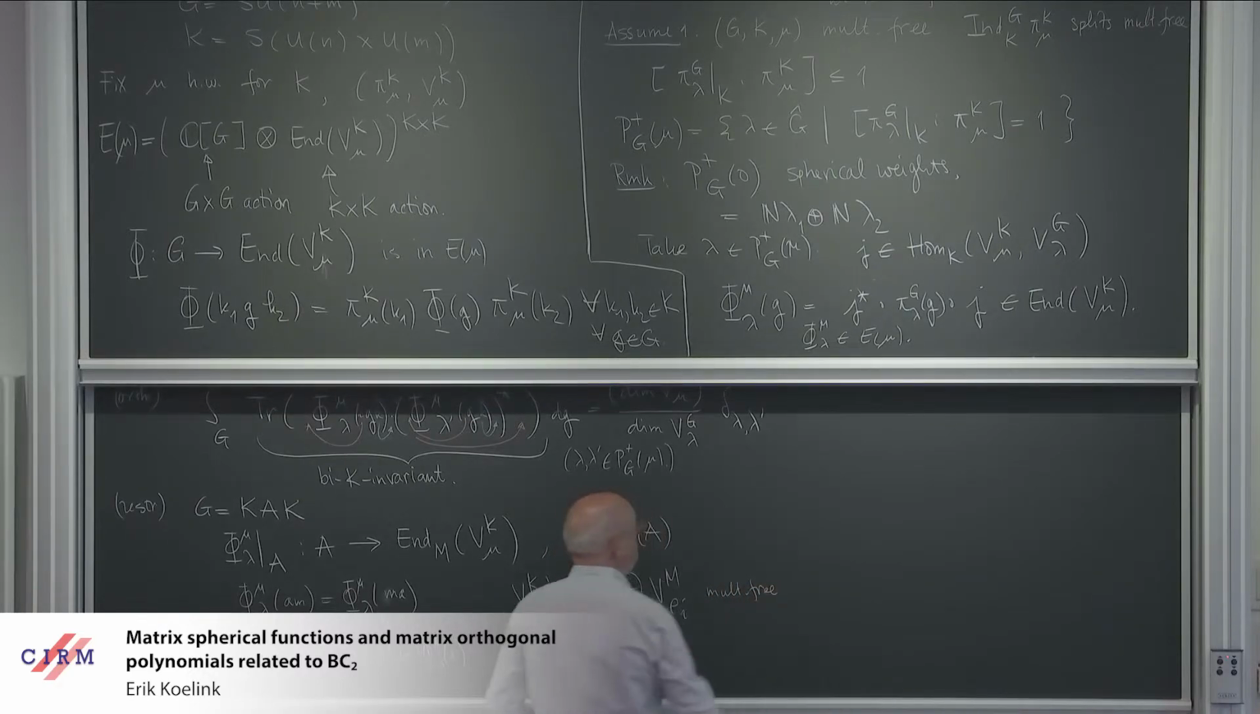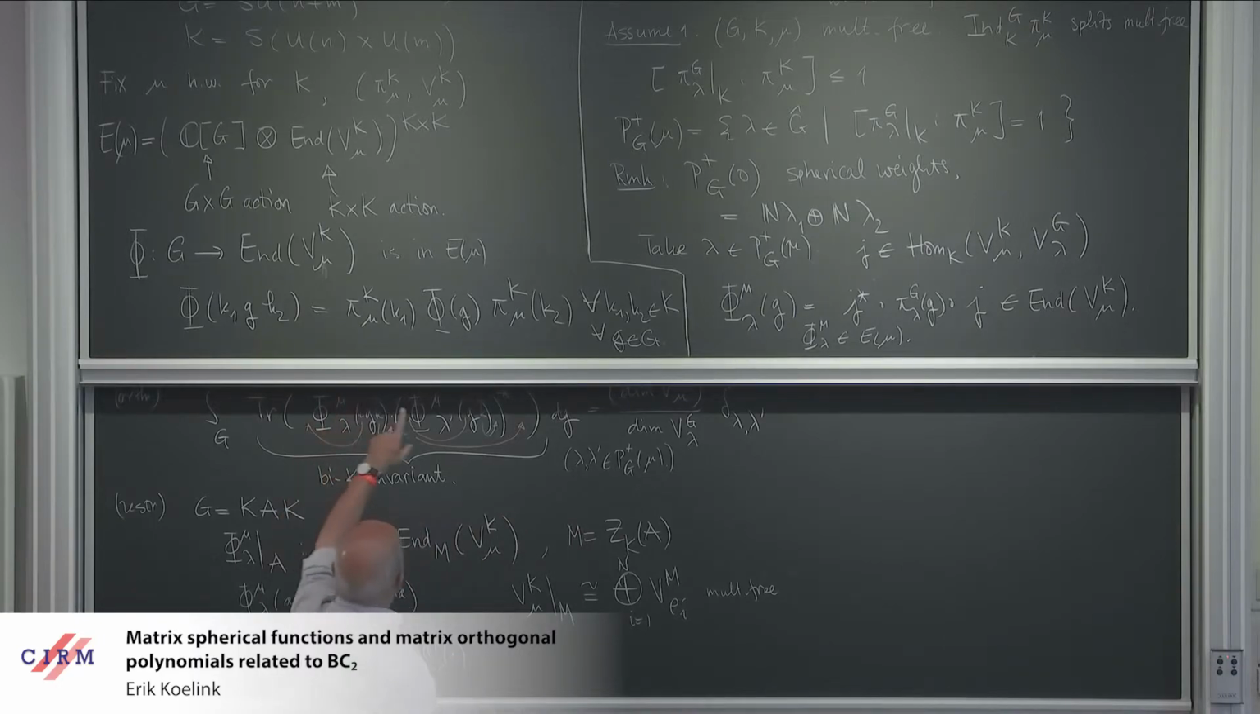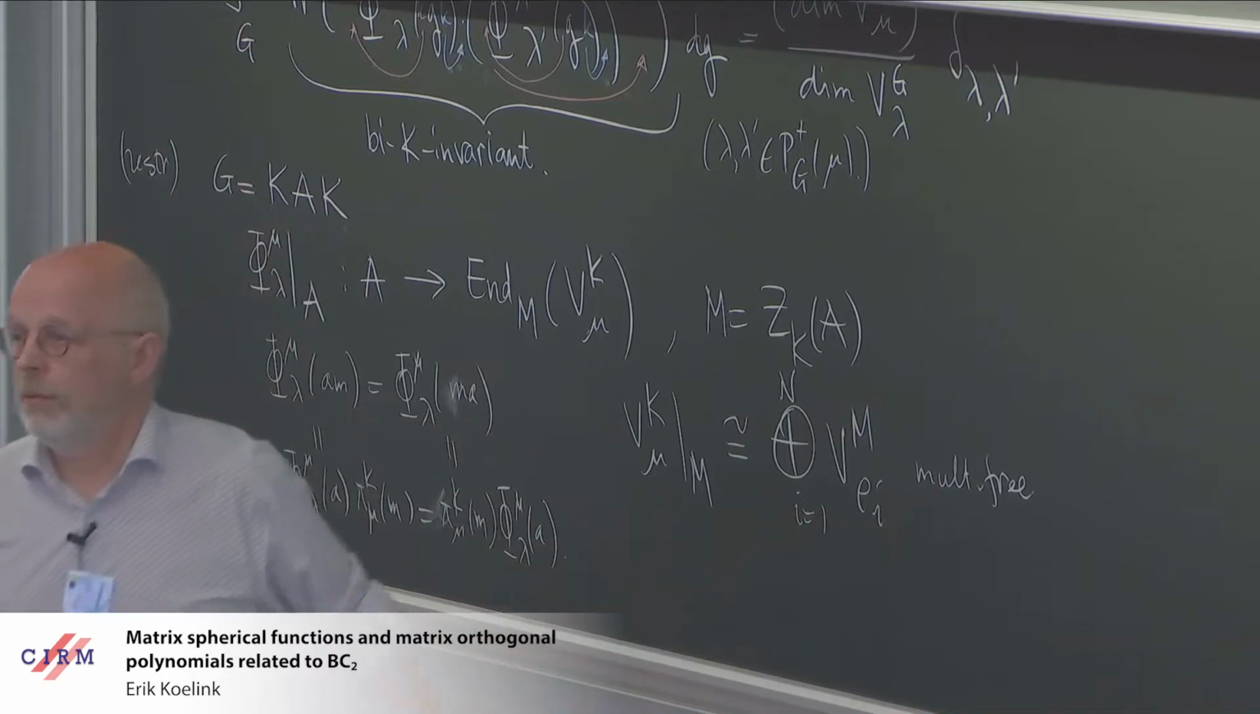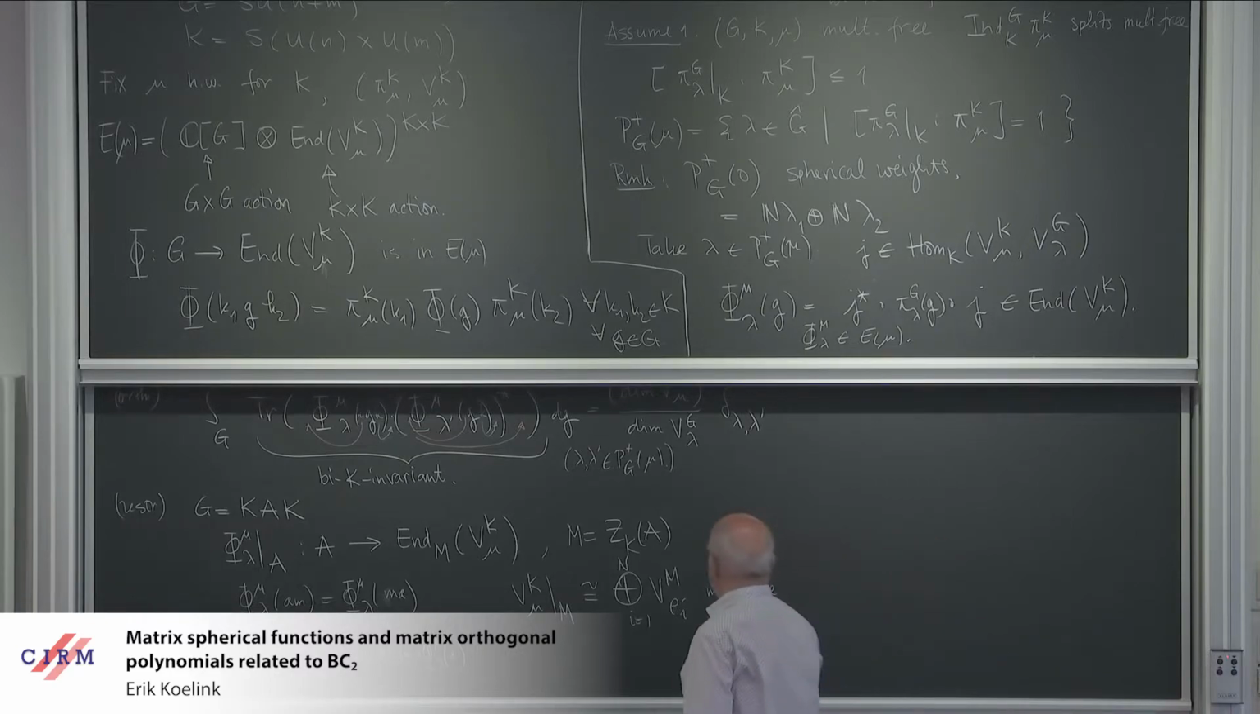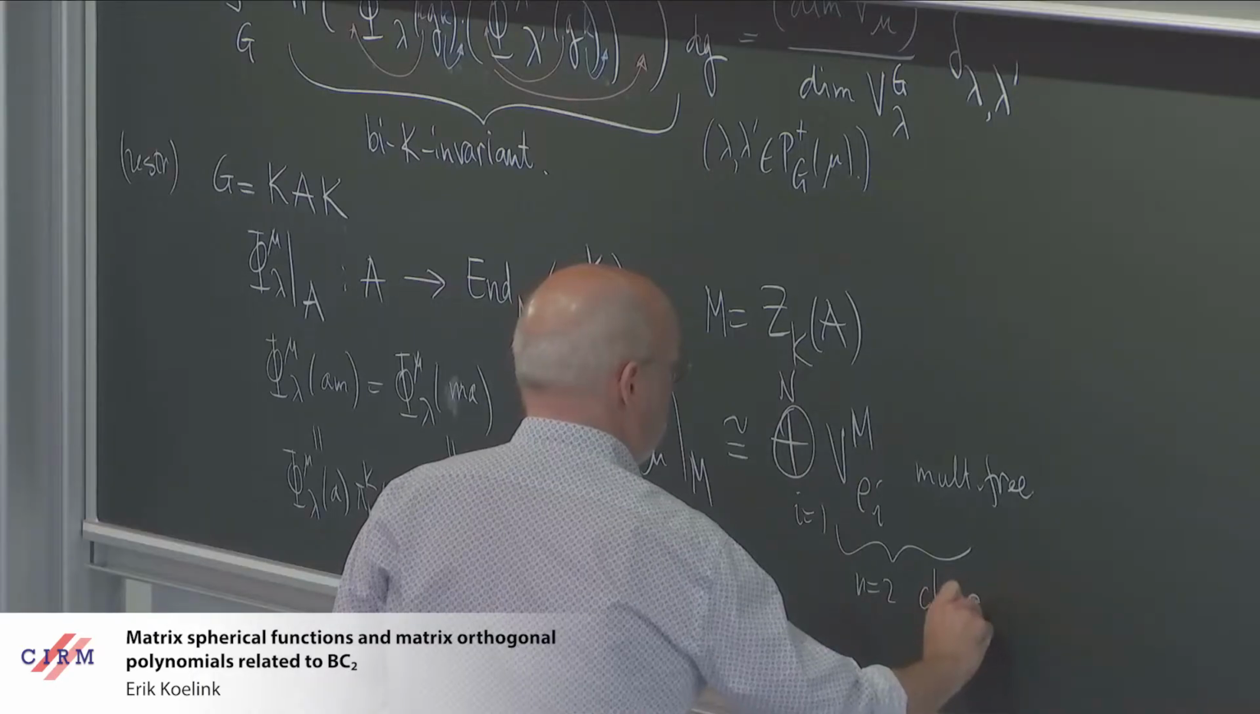And actually in our case, where n equals 2, these are actually all one-dimensional. So they completely split multiplicity free, but also into characters. So in this case, n equals 2, these will be actually one-dimensional representations.